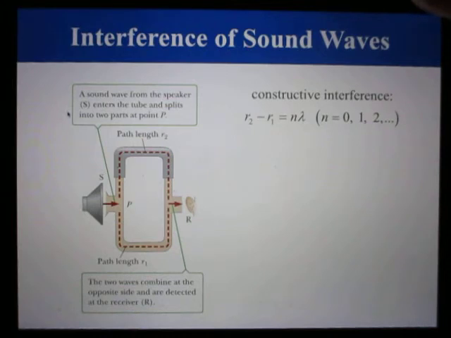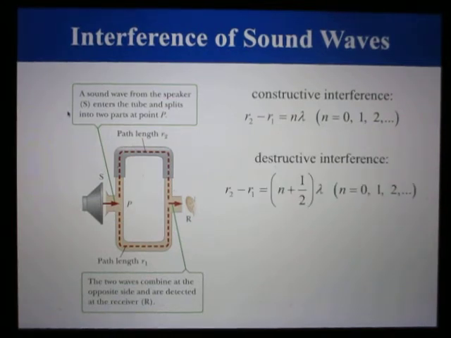The phenomenon is called totally destructive interference, and no sound is detected at the receiver. In general, if the path difference is 0.5, 1.5, 2.5, and so on, wavelengths, then destructive interference occurs.